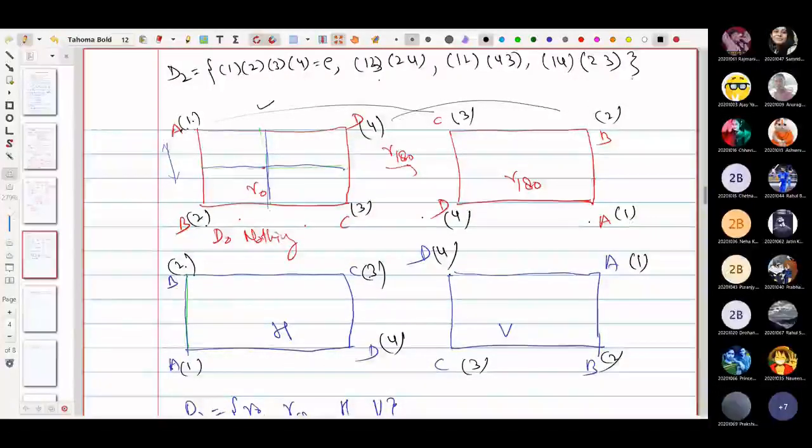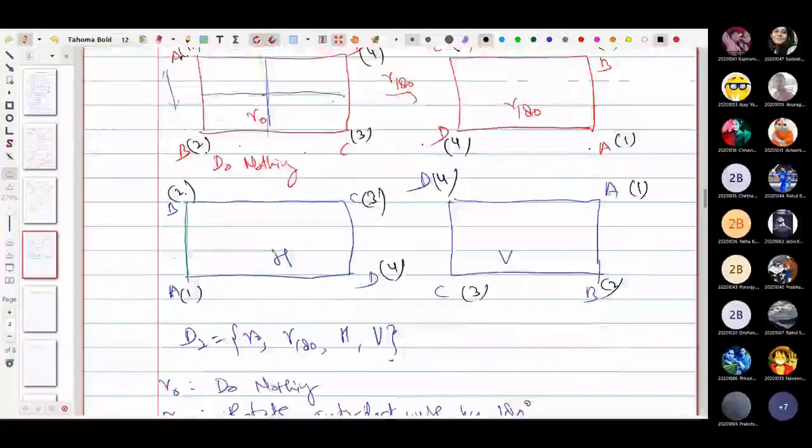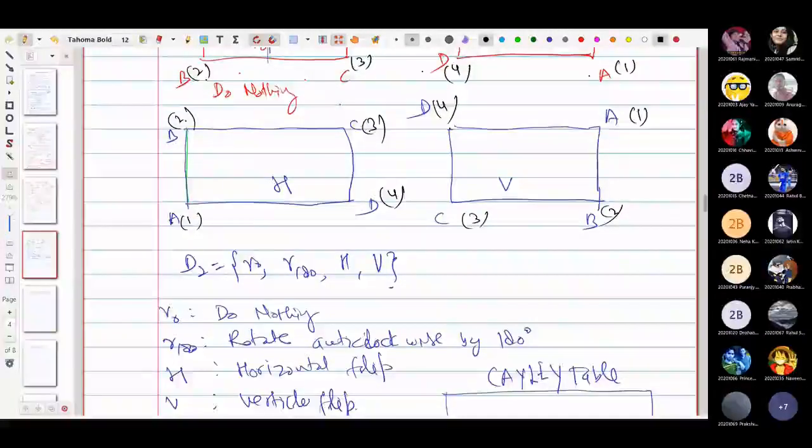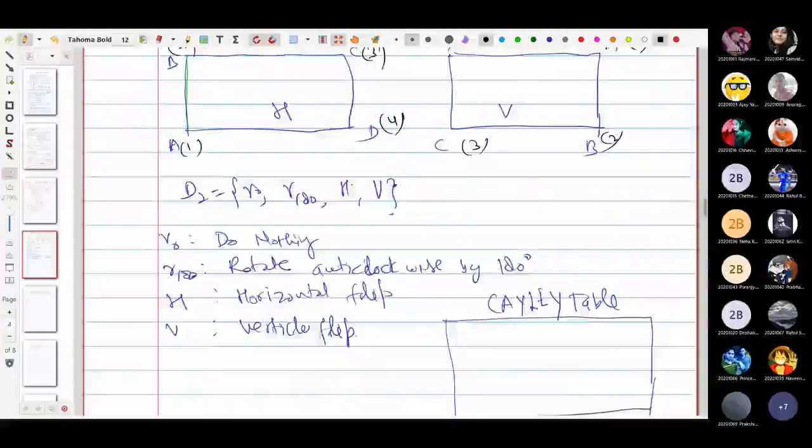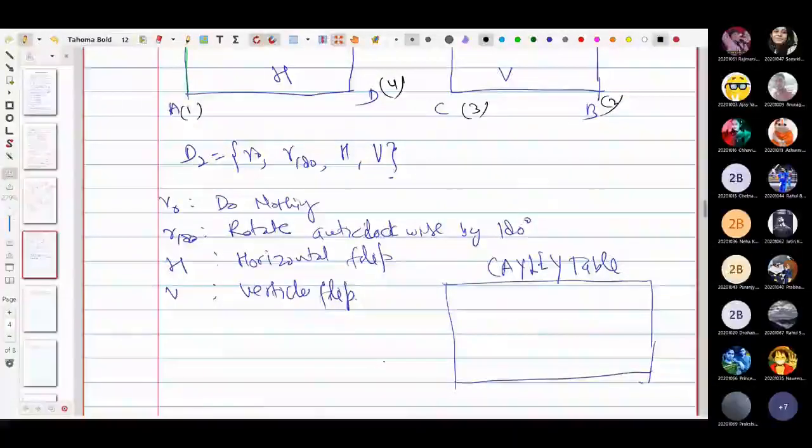This is going to be your rotation. This is going to be the horizontal flip. This is going to be the vertical flip. Okay, these two both have order 2, and this also has order 2. This is the identity itself. So in both ways you can explain, either in the permutation way or this way, or you can present both together.